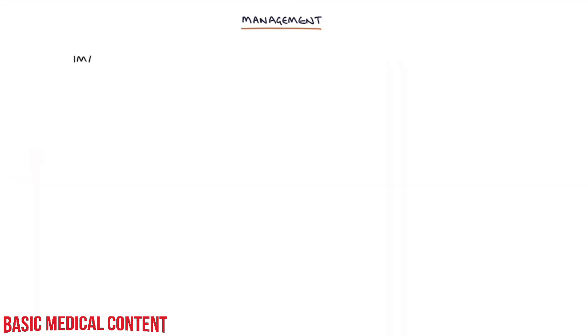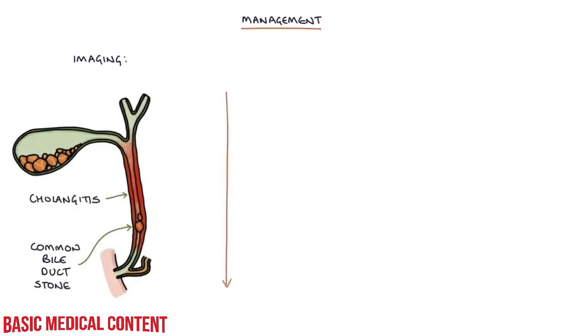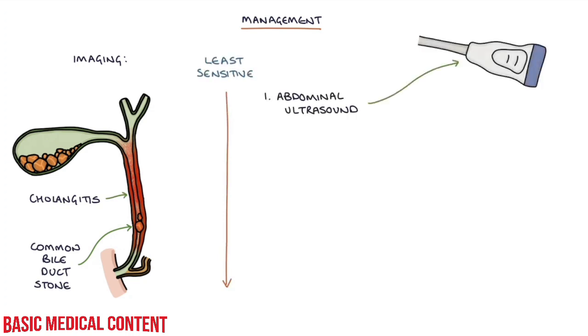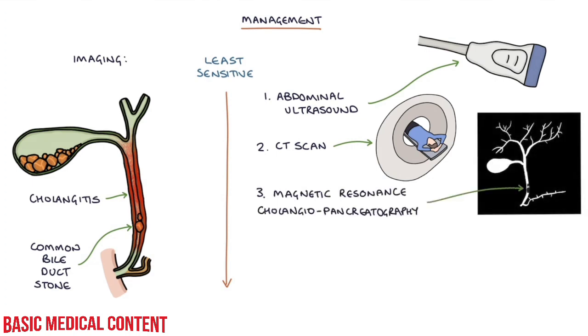When you need to do imaging in order to diagnose a common bile duct stone and cholangitis, you can start with an abdominal ultrasound scan, which will be the least sensitive investigation. After that, a CT scan is more sensitive than an ultrasound. A magnetic resonance cholangiopancreatography or MRCP scan is more sensitive than that. And the most sensitive investigation is an endoscopic ultrasound scan.